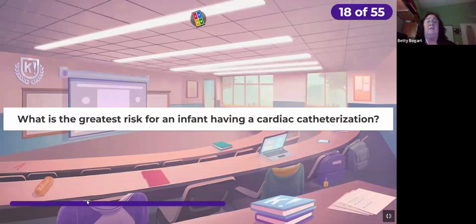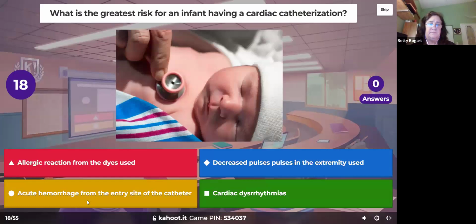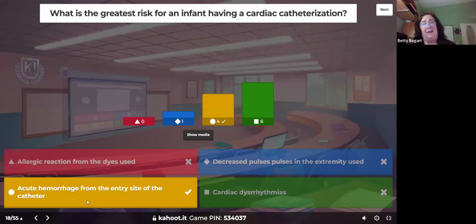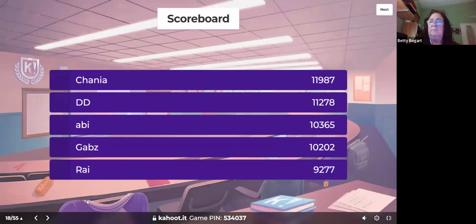What is the greatest risk for an infant having a cardiac catheterization? So remember, once you have an echo that has some abnormality, that child, and remember, most congenital heart defects are infants. The biggest thing is all about hemorrhages of that right femoral artery and vein. They're huge and they do bleed.